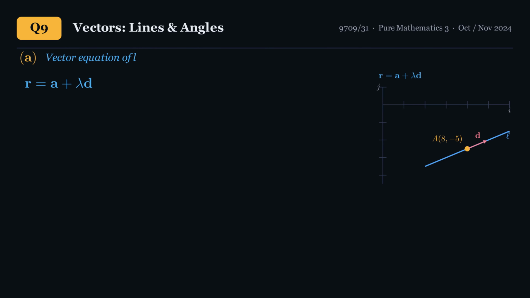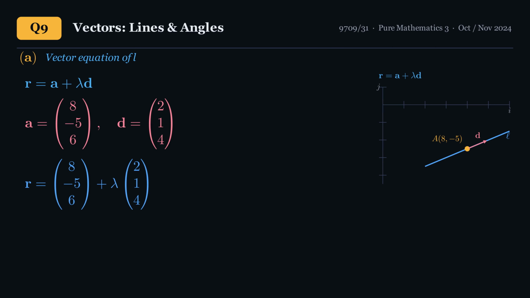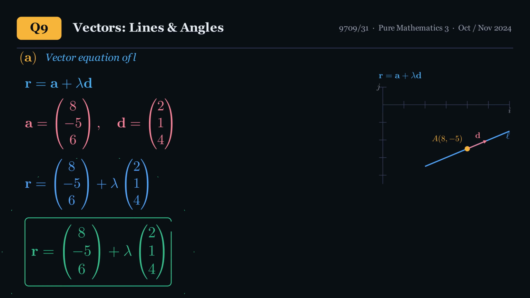A line is every position vector r that equals a fixed point A, plus lambda times a direction vector d. Point A has position vector (8, -5, 6). The line is parallel to direction (2, 1, 4). So the vector equation is r equals a plus lambda d, with these column vectors. So r equals the vector (8, -5, 6) plus lambda times (2, 1, 4).